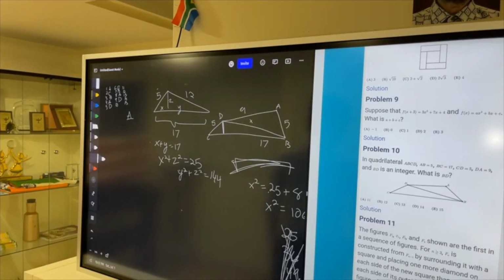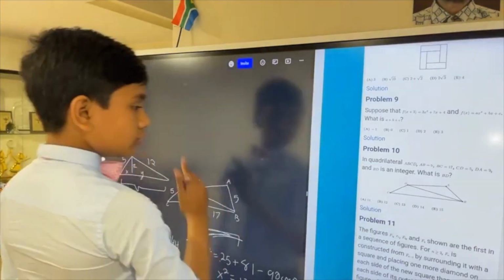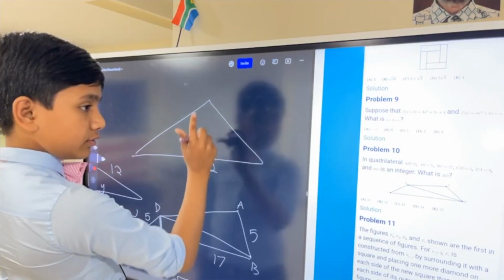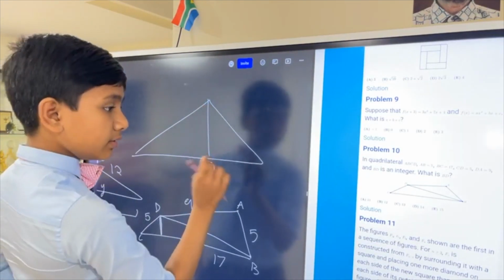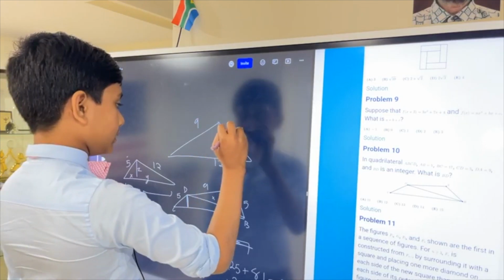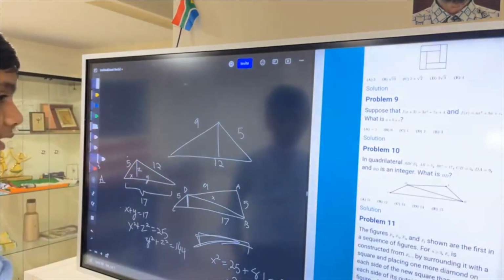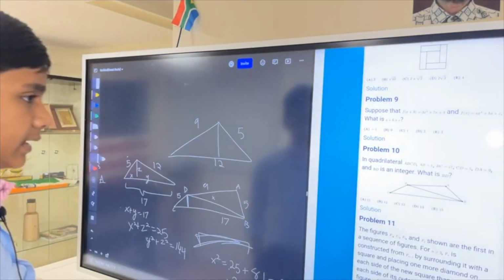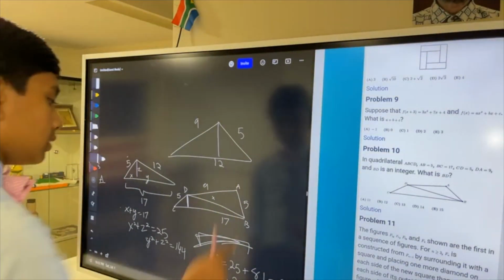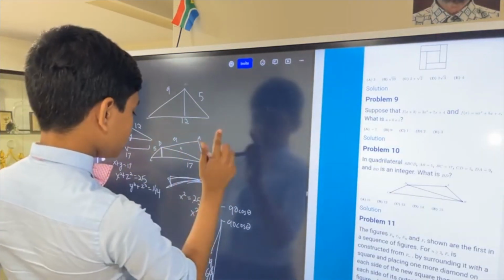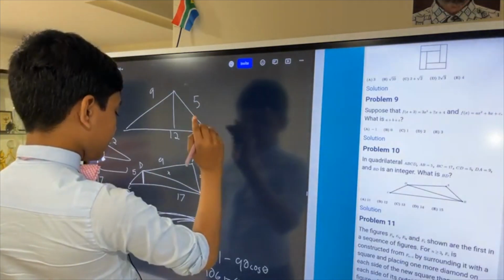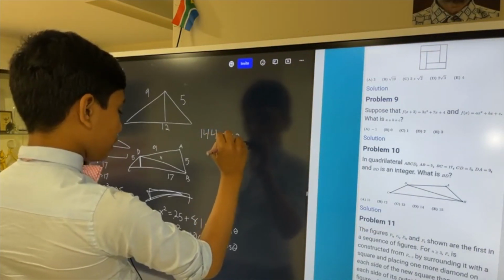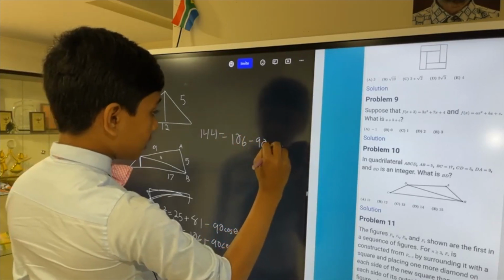Okay, so let's also try with this one. We can test it to be either 12 or 13. So if this is 12, we know this has got to be 9 and this has got to be 5. Can we have some possible triangles like this? Is this possible? Well, let's use the law of cosines to find out. 144 is equal to 25 plus 81, 106, minus 90 cosine theta.